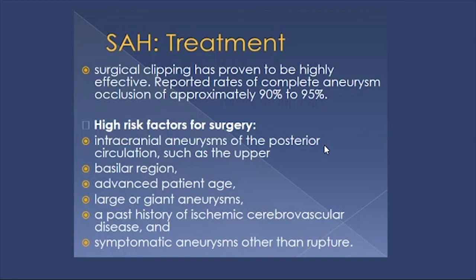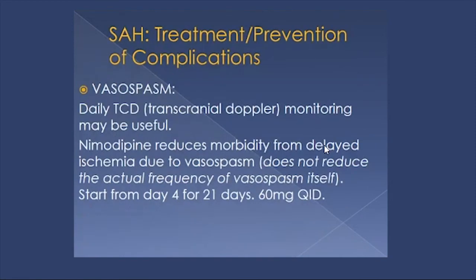High risk factors for surgery include aneurysm in the posterior circulation, like in the basilar region, advanced patient age, large or giant aneurysms, past history of ischemic cerebrovascular disease, and symptomatic aneurysms other than rupture. So those are high risk in terms of surgical outcomes. In terms of medical treatment, it mostly talks about the complications and how they are managed.